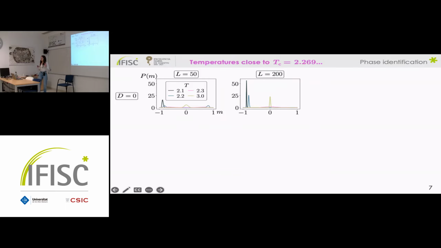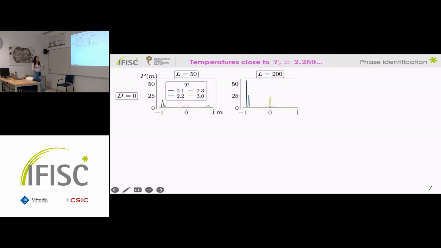So, first of all, we are going to look at the probability distribution of the magnetization at temperatures close to the critical temperature of the field-free Ising model, okay? So here we have the field-free Ising model, whose results are well known. And here we have two system sizes, 50 and 200.